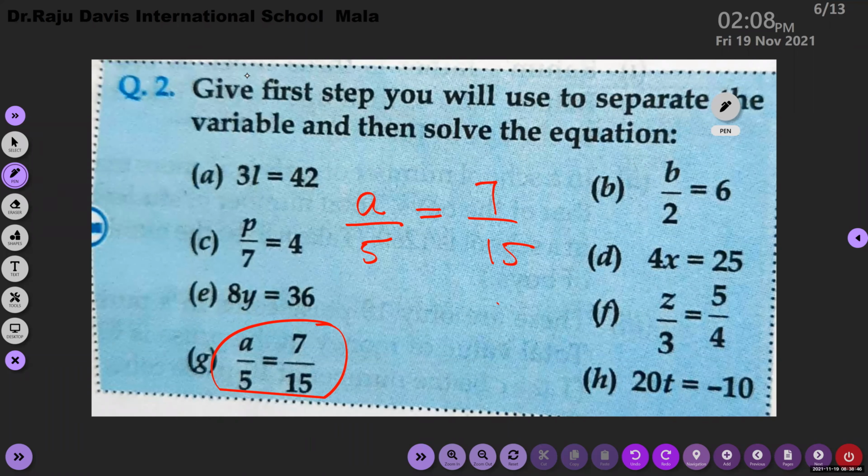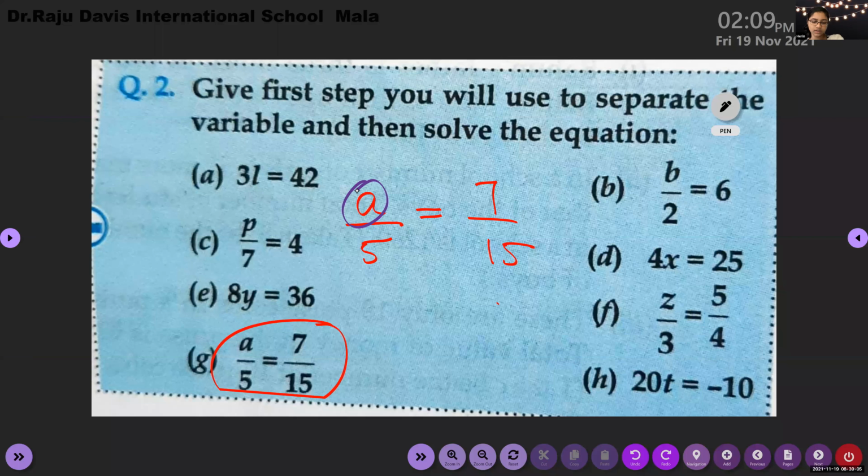Tell me which number you have to shift to the right side. What is there to think? It is written on the board, no? Which number you have to shift so that A remains alone. We want the variable. A is the variable. So which number you have to shift to the right side?